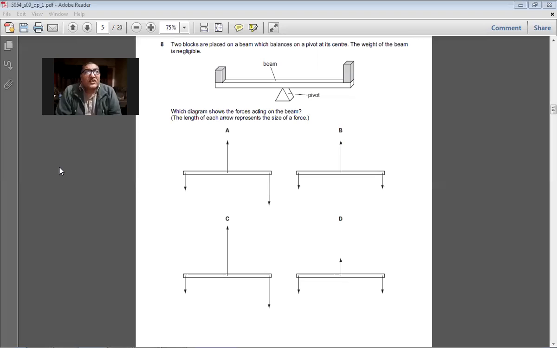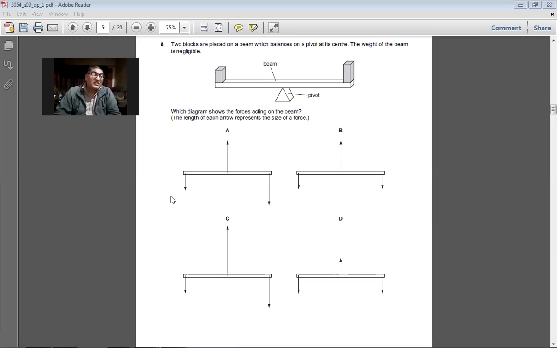Two blocks are placed on a beam which balances on a pivot at its center. The weight of the beam is negligible. Which diagram shows the forces acting on the beam? The length of each arrow represents the size of the force. You see that they are equally spaced, at equal distance from this pivot.